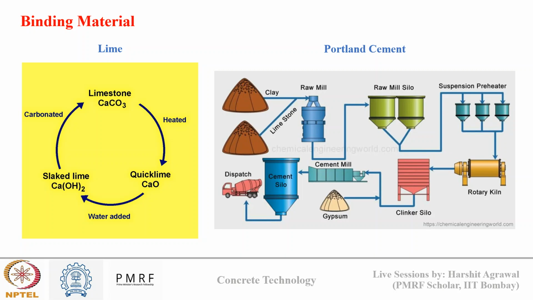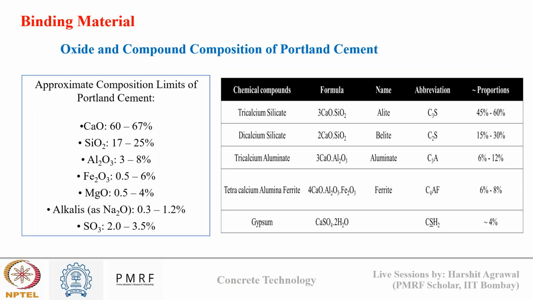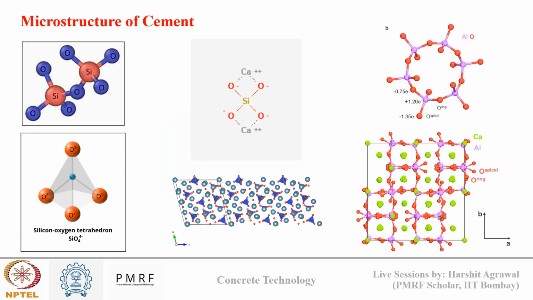Then we came to Portland cement, where we first talked about the production of Portland cement clinker and different stages in the production process and different activities happening in the kiln phase at different temperatures. We talked about oxide and compound composition of Portland cement and how, using Bogue's relation, if we know the oxide composition, we can find the compound composition. Then we talked about microstructure, where we answered three questions.